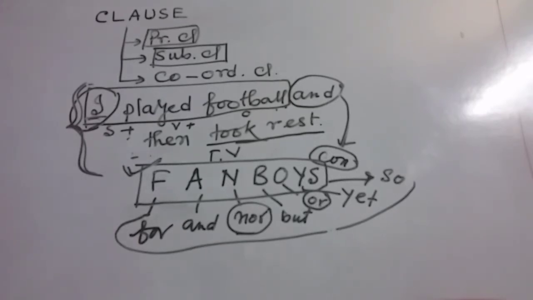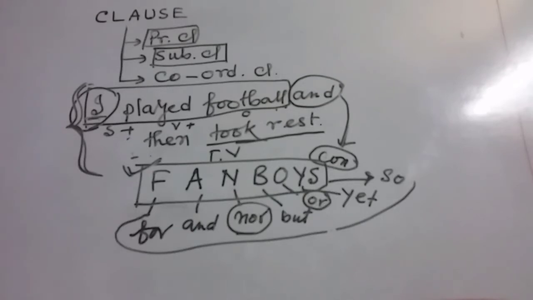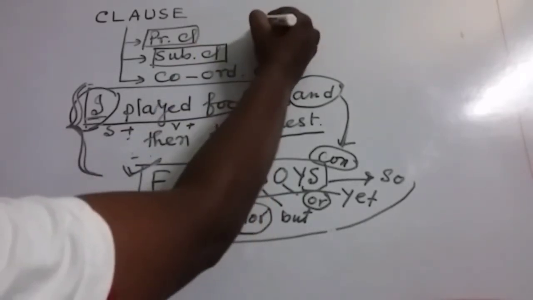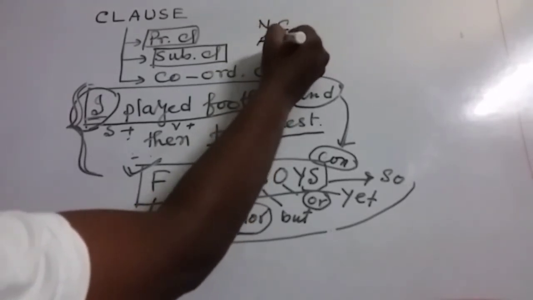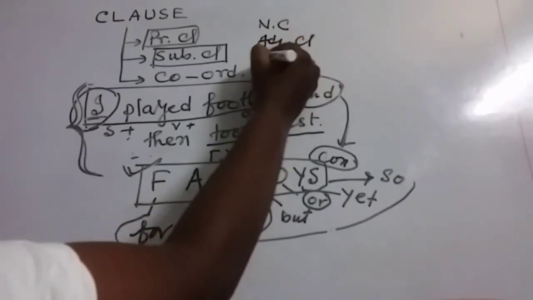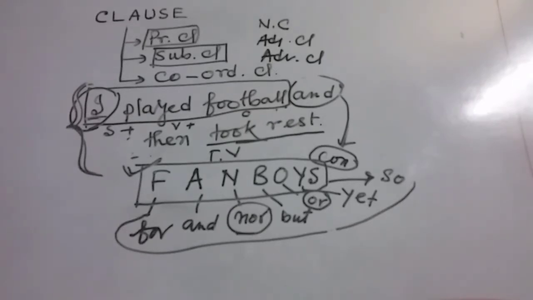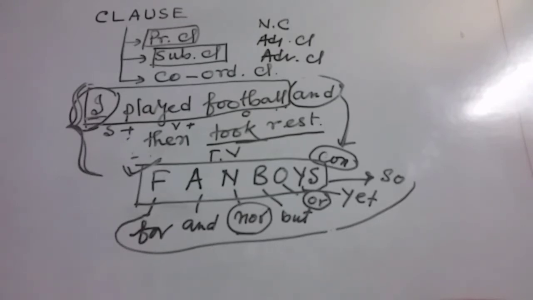But here, one thing I should inform you, my dear friends, this is very important: the same group of words can be used in different parts of speech. That means, I mean to say, the same group of words can be used as a noun clause, as an adjective clause, or as an adverb clause. That's why it's very important to know in which way these groups of words are behaving. This is the most important thing.